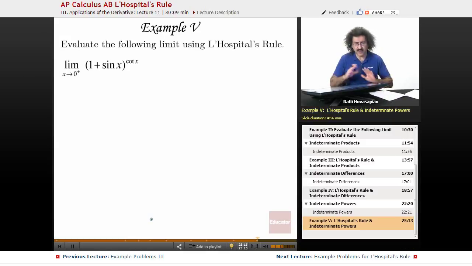And again, these are just examples to bolster our theory. In the next lesson, we're going to do a lot more examples. So evaluate the following limit using L'Hopital's rule. The limit as x approaches 0 of (1 plus sine x) raised to the cotan x power.